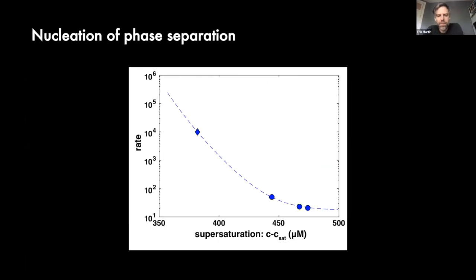We can map this to the theoretical expectation of a homogeneous nucleation event, which is that there should be a well-defined relationship between the rate of nucleation and the supersaturation, which I'm showing here, and which is essentially how far the system is inside of that two-phase regime. And again, we can predict quite well the trends we observed based on the data that we recorded.